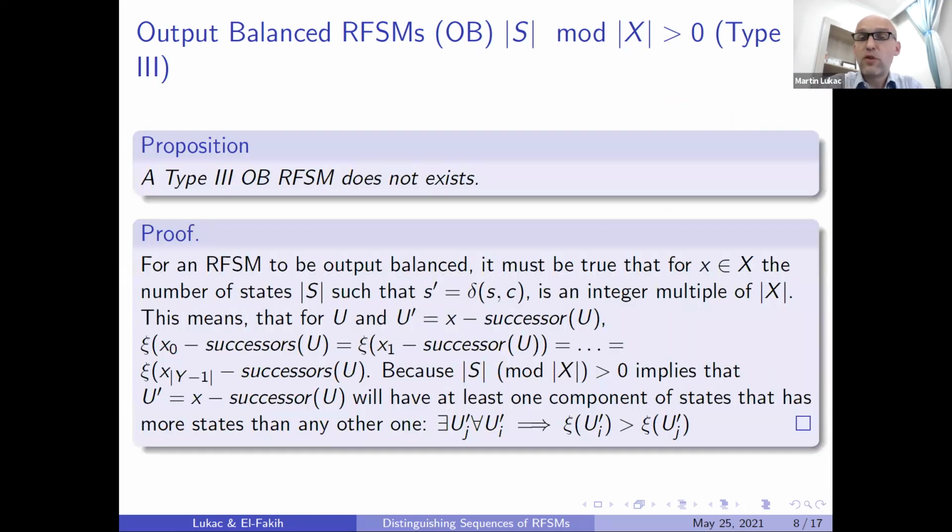Finally, the third type of machine that we are looking at is a machine where the number of states is not a direct multiple of the number of inputs, which means S mod X is larger than 1, and in particular for an output balanced reversible finite state machine, such a machine doesn't actually exist.